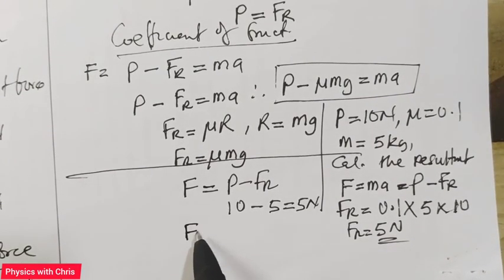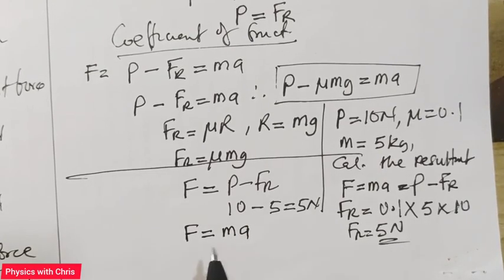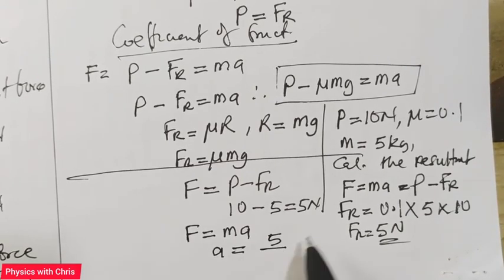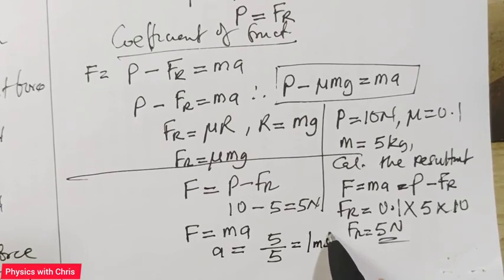And then that same resultant force is given by the product of mass and acceleration according to Newton's second law of motion. So that gives me acceleration as 5 over the mass of the body, which is 5. That produces an acceleration of 1 meter per second squared.